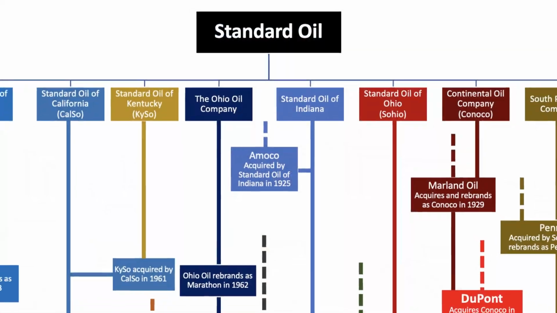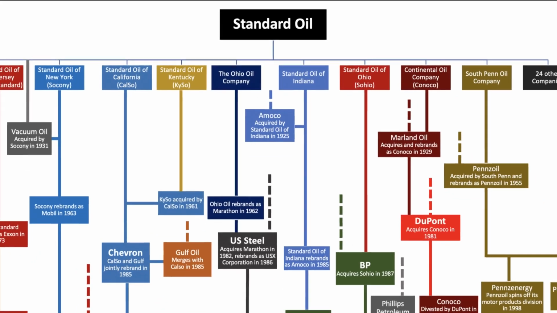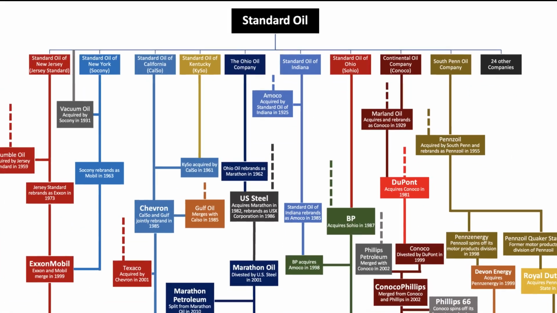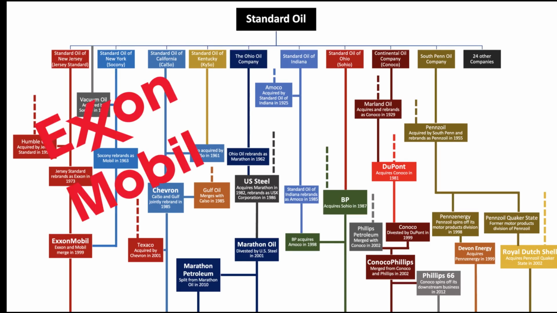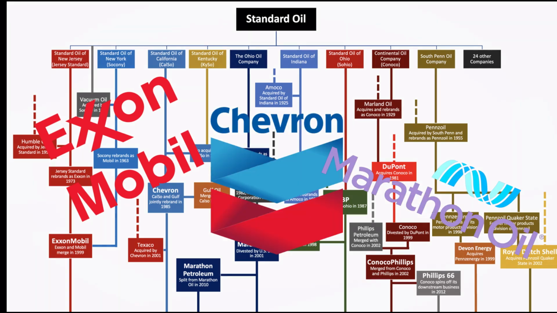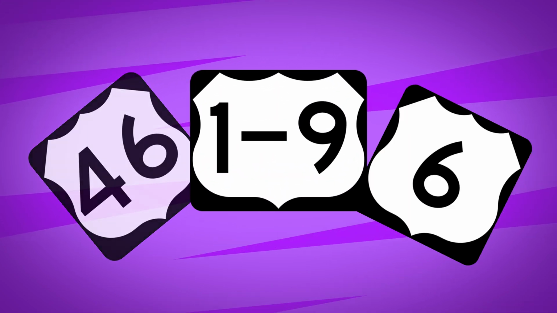Then, in 1911, the United States Supreme Court said that Standard Oil was a monopoly, and thereafter it was broken up into 43 different companies, including current well-known ones such as Exxon and Mobil, which merged into ExxonMobil in 1999, Chevron, and Marathon. By the 1920s and 1930s, U.S. highways, the first system within the U.S., began to expand.